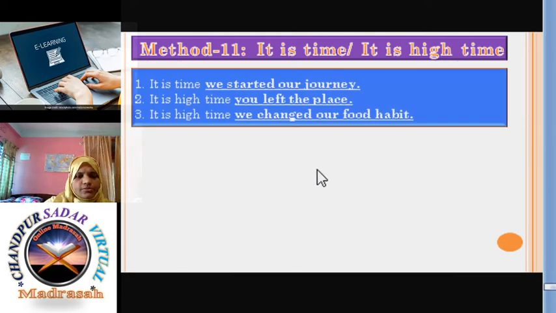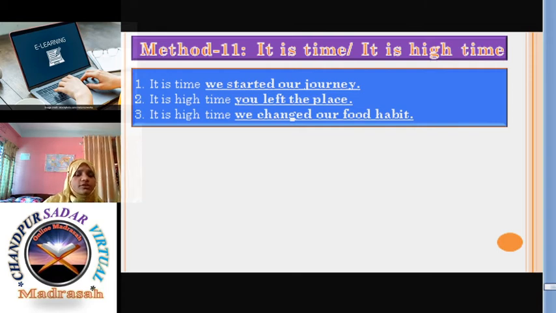Method 11: it is time, it is high time. That means the work you have to do earlier, but yet you do not do it. You have to do it as soon as possible. So it is high time you do the work. So it is time we started our journey. You have to remember, it is time, it is high time.